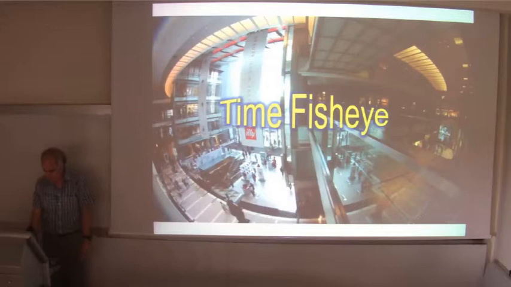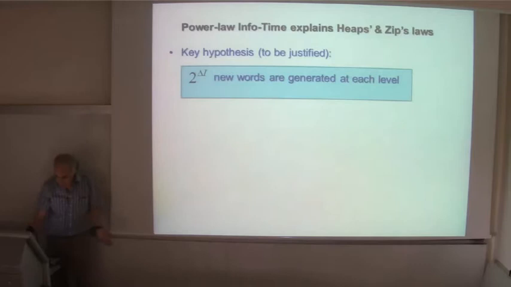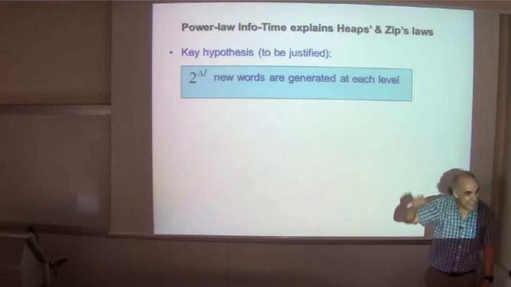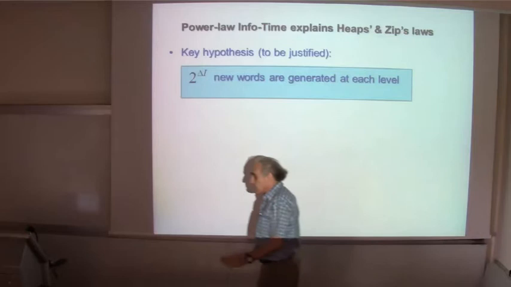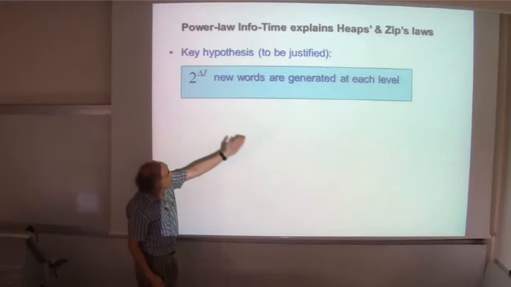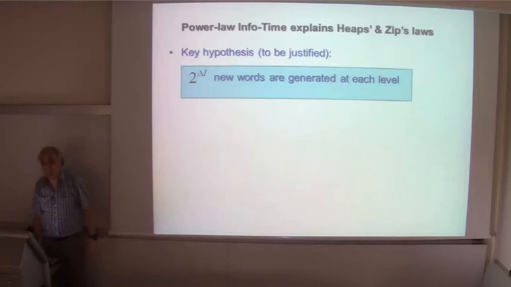How do I take it to language again? So I already said, this assumption alone, that words are generated according to the amount of information in each of these levels of the hierarchy: 2 to the delta I is the number of new words I should add at each level. This is already explained in Heaps' and Zipf's laws, which is something I discovered recently, but it's very nice. So essentially, the key hypothesis is that 2 to the delta I new words are generated at each level. If you want to argue about it, this is the time to argue. But this is what I take as an assumption, and I'll justify it later on.